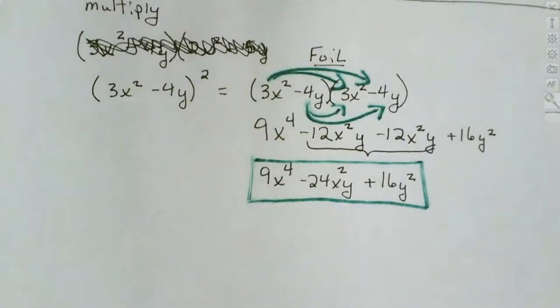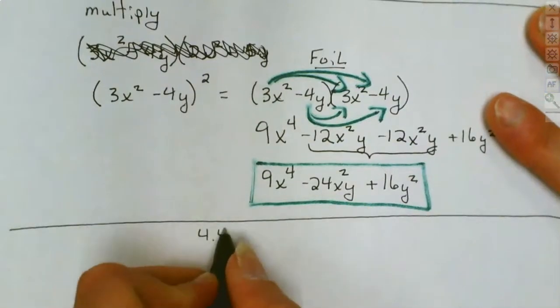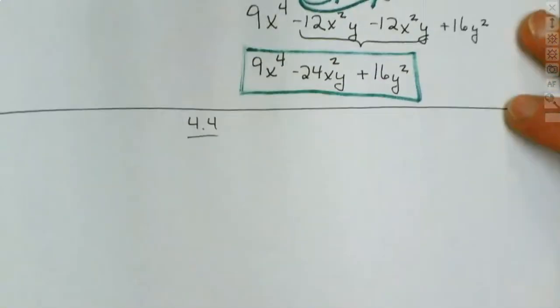So now we're going to go ahead and finish up 4.4. And we talked about FOILing before break. But there are some cases where we can't FOIL because there are too many terms to FOIL.